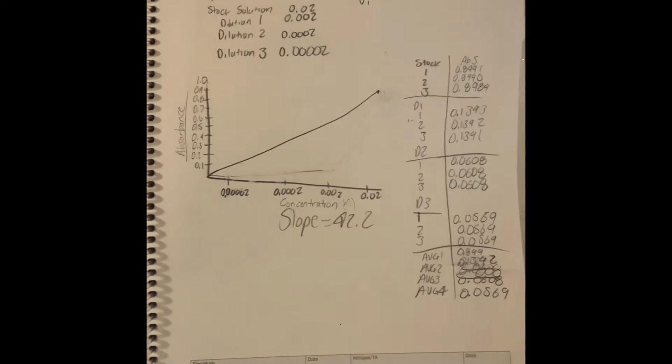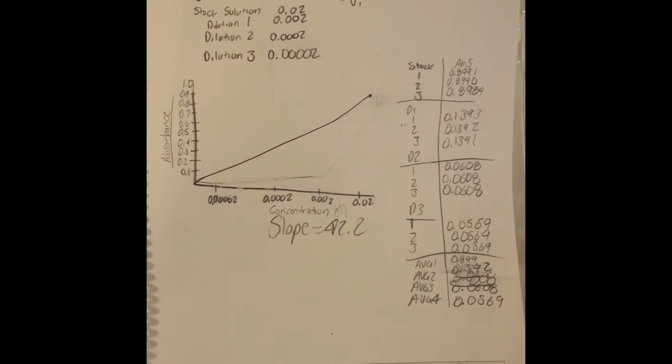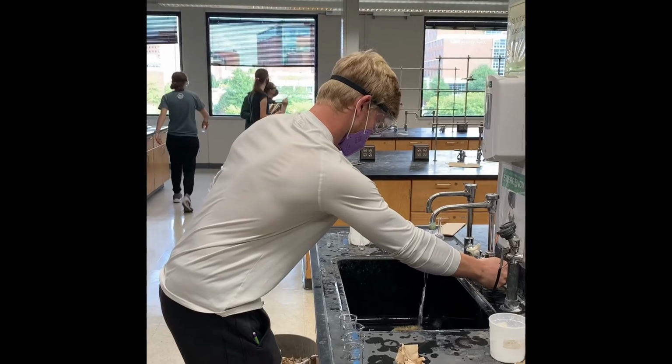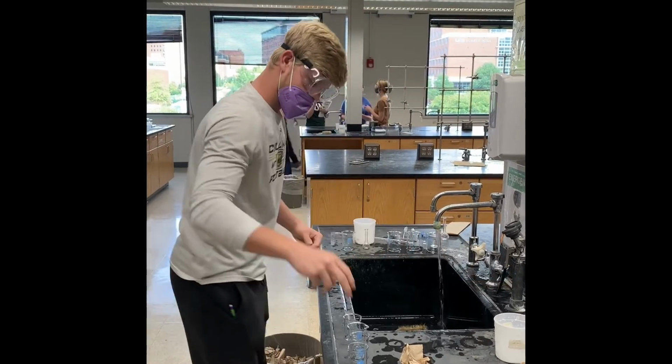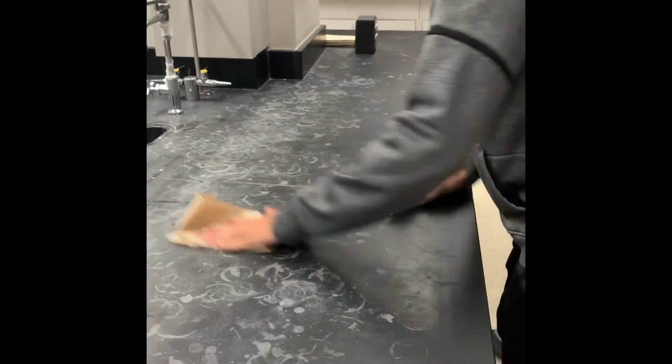And here's a calibration curve and a chart of our average absorbances. And as you can see, there's a linear relationship between absorbance and concentration. Always make sure when you're finishing a lab that you clean your area. Pour out any unused fluid that can go down the sink, and simply wipe down your lab table when you're finished.